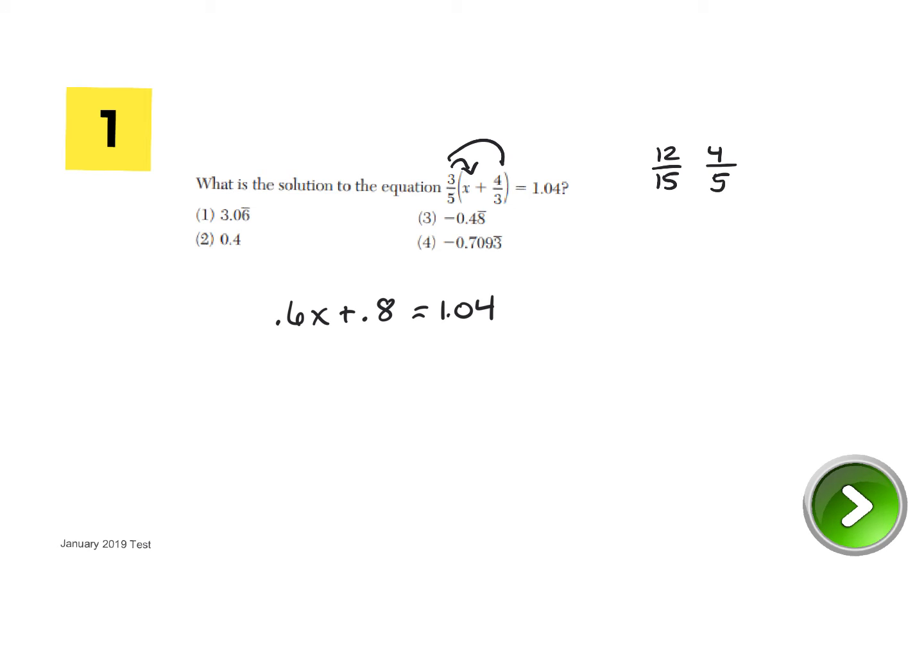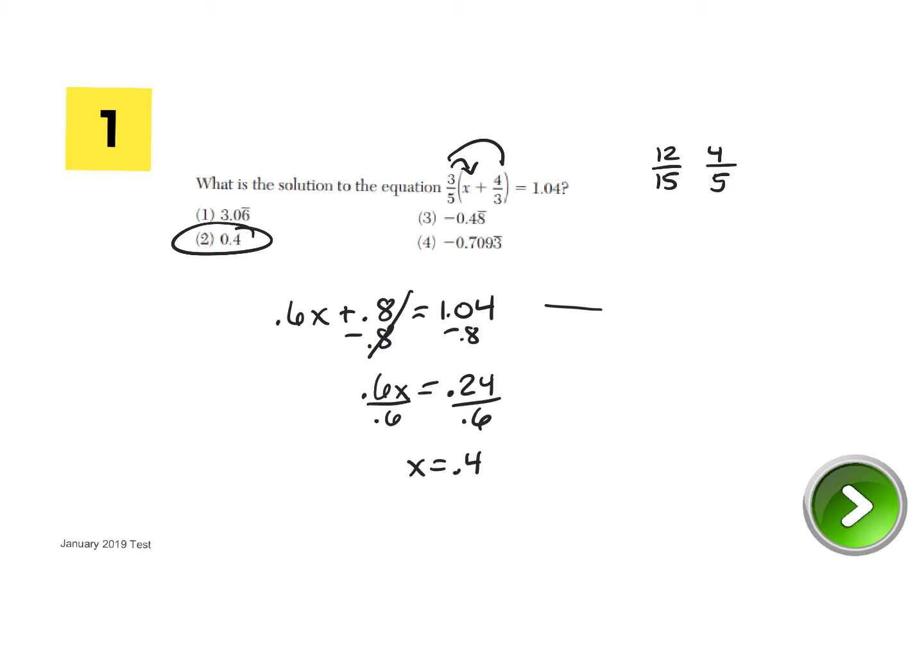So now it's a straight up two-step equation, minus 0.8. These cancel, 0.6 x equals. Now you could have also multiplied through by a number to clear your decimals, but because I have a calculator, I'm not too bugged by this. So I could divide by 0.6, and I end up with 0.4 as my solution. So that is choice 2.